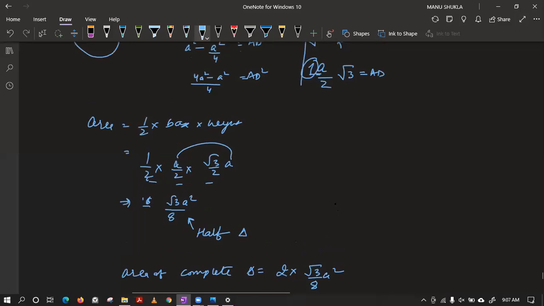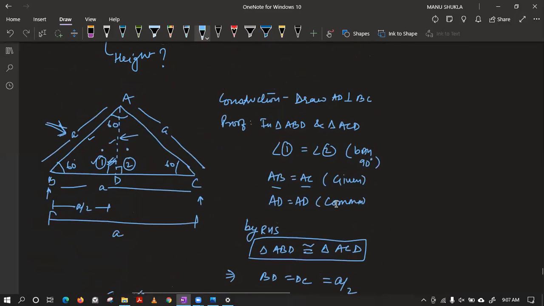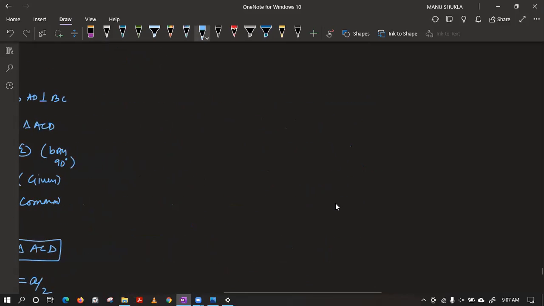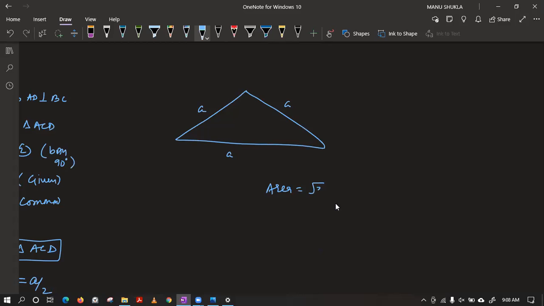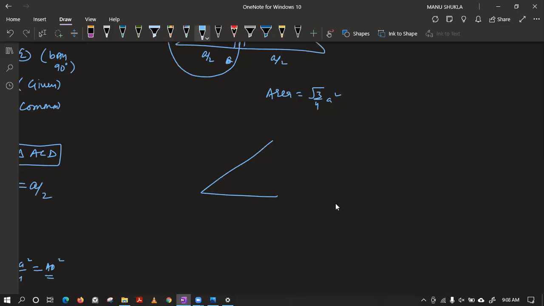So very confusing. Ananya, nothing is there that much. We just tried to understand how the area of this triangle formula came as root 3 by 4 a square. In that understanding part, I told you to draw a perpendicular. Then we proved these two triangles congruent. From that, we got this as a by 2 and this as a by 2. Then we considered this triangle separately. I'm just showing you the complete process again.